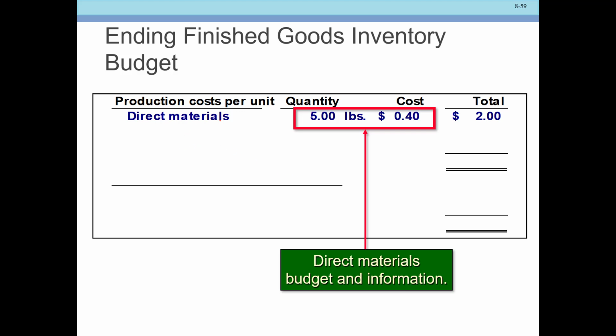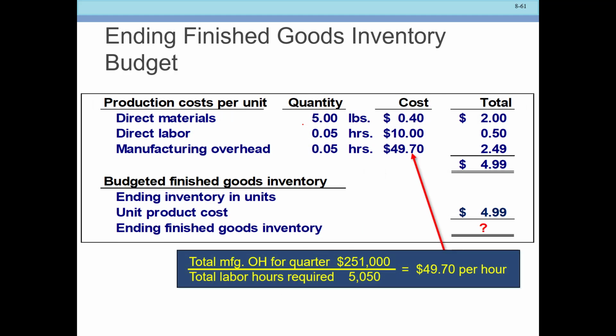Actually, here I would like to get the cost per unit. The cost per unit will be: direct material, 5. Each unit needs 5 pounds, and each pound costs 0.4, so the total cost will be $2. Direct labor, 0.05 hours multiplied by $10, which is 0.50. Manufacturing overhead, 0.05 hours multiplied by 49.7, which is 2.49. So the expected cost per unit is 4.99.